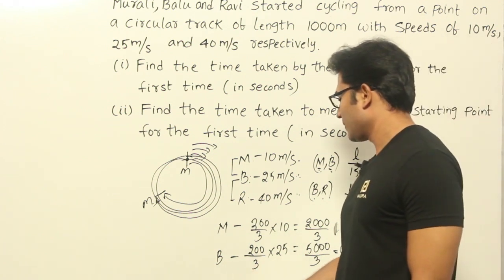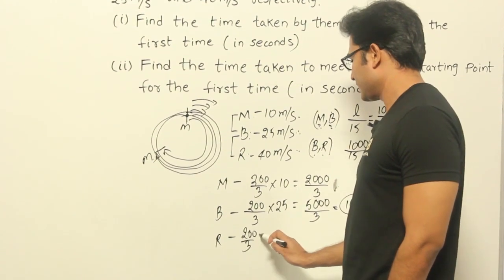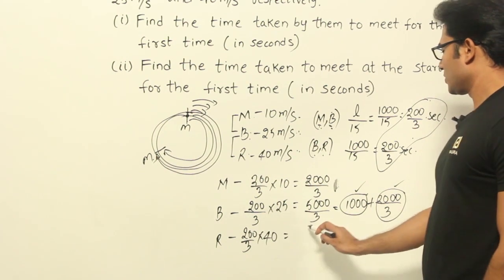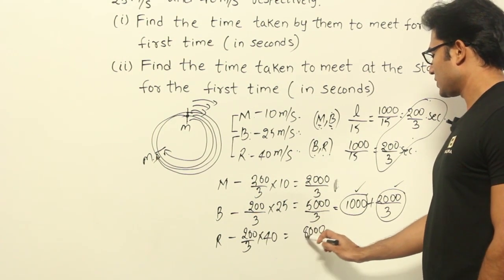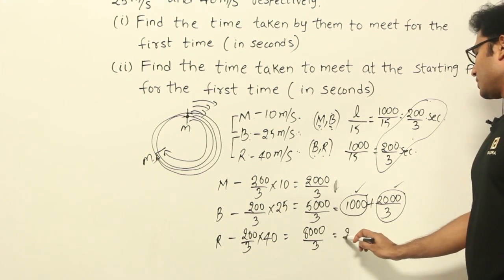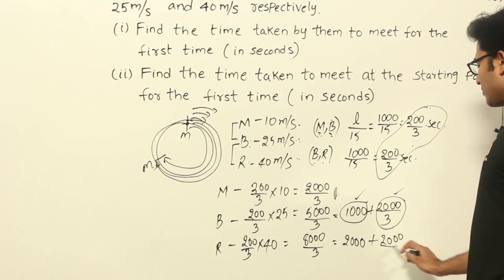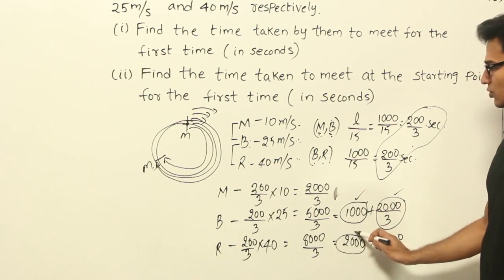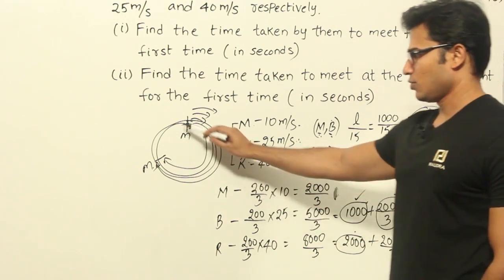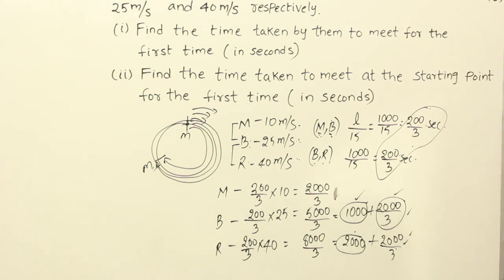Now if you see Ravi, in this time of 200 divided by 3, he is going to cover 8000 divided by 3, which means he is going to cover 2000 plus 2000 divided by 3, which is nothing but he has covered 2 rounds, and after covering 2 rounds, he is reaching the same point where they are, right? Therefore, this is how you are supposed to solve this question.